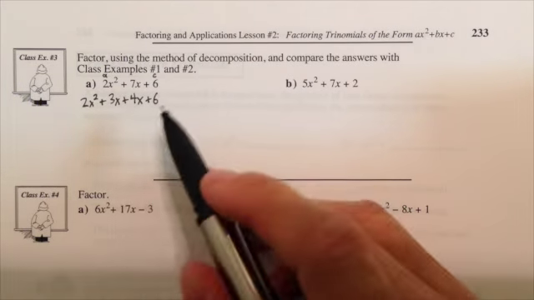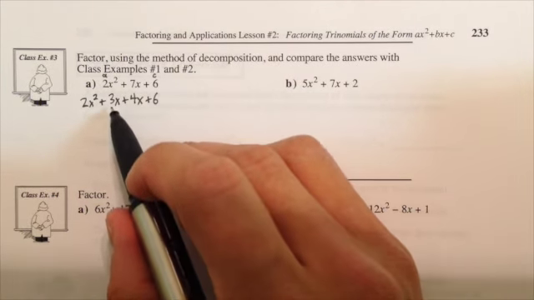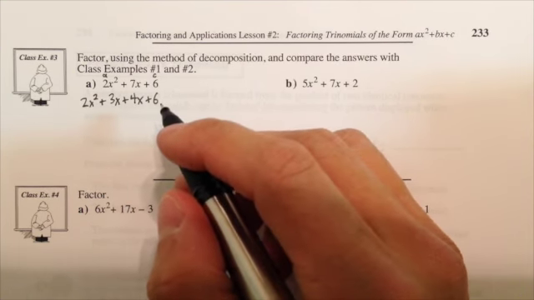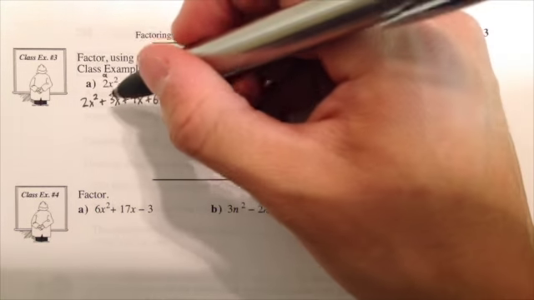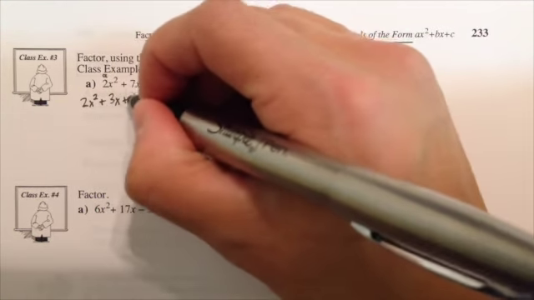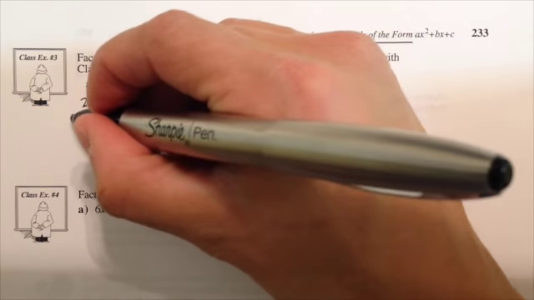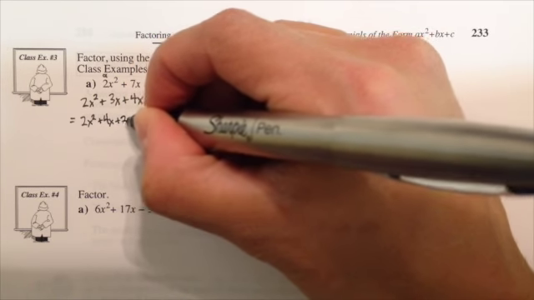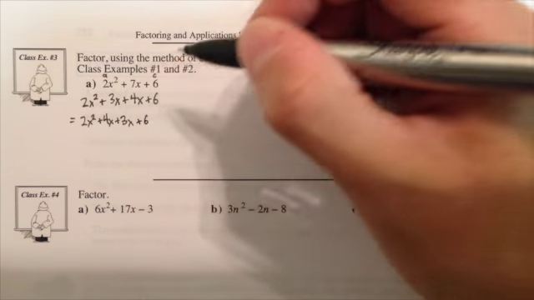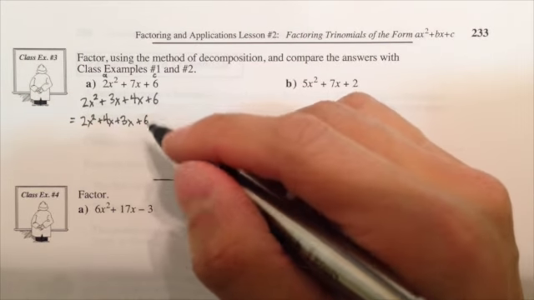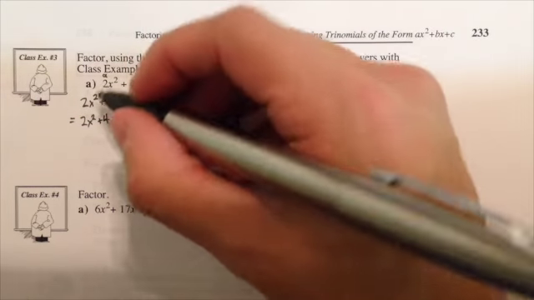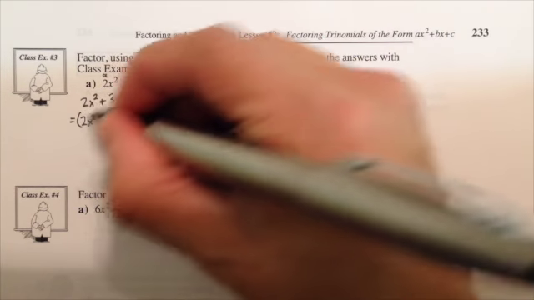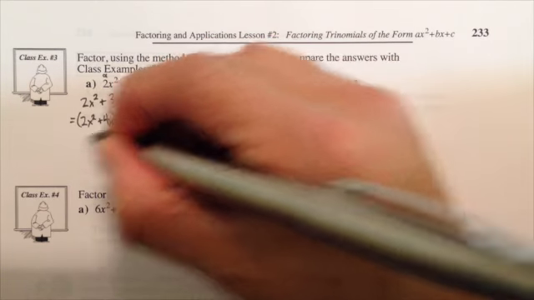Now, the only problem here is that I wrote 3x beside the 2x and 4x beside the 6, which isn't a huge problem, but it's going to be a little trickier when we group these four terms together. So I'm actually going to rewrite this as 2x squared plus 4x plus 3x plus 6. Before, the way I had it written out, it wouldn't group properly. So I'm going to group these two terms and then these two terms.